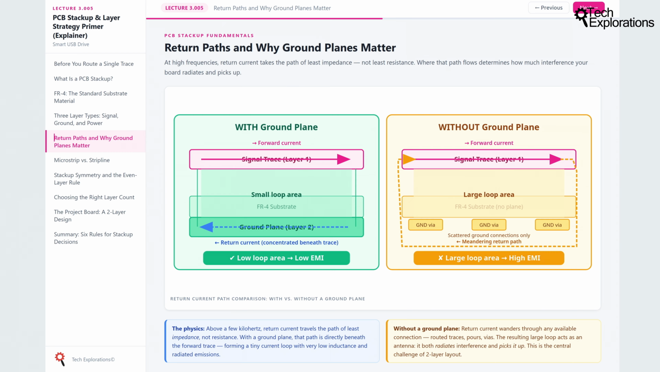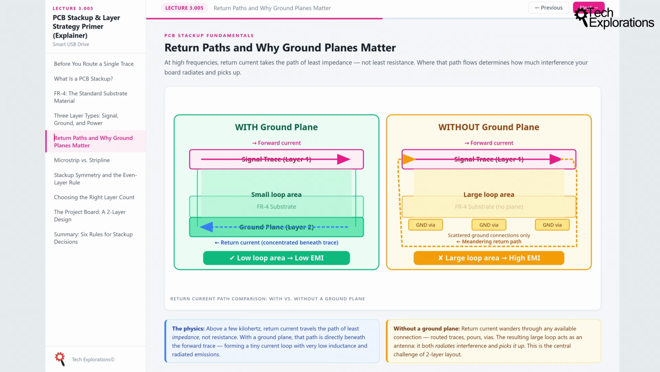This is one of the most useful things you can understand about PCB design. At DC, current takes the path of least resistance. At high frequencies, those above a few kilohertz that is, current takes the path of least impedance. Those are not the same path.